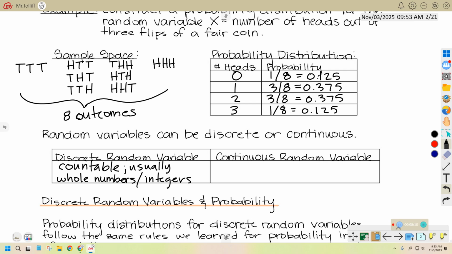What about continuous? Yes, Theo. Very good, and that's true here. These things can be decimals.